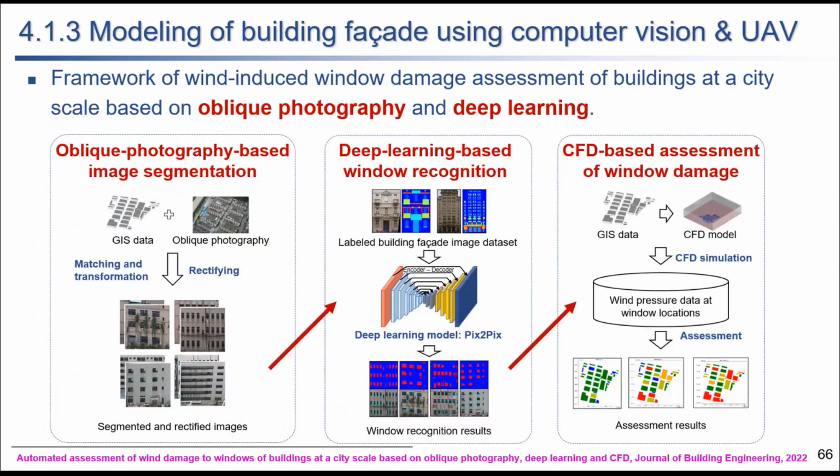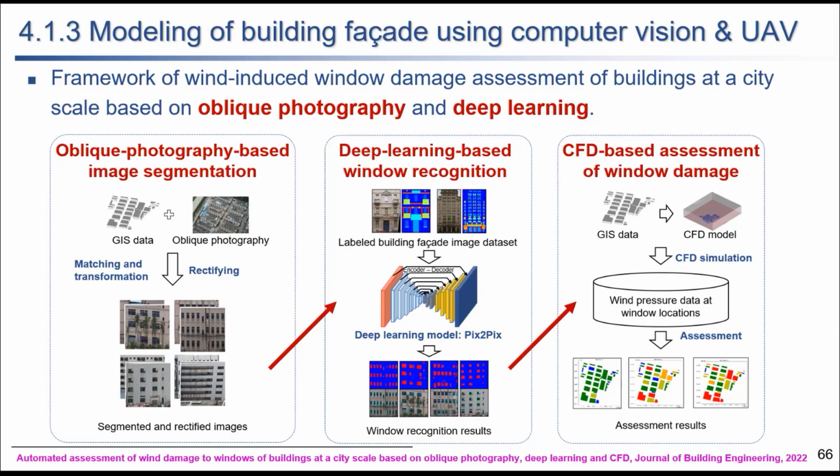And also, sometimes when working on wind, we need to know how many windows we have. If we have a drone to fly over the area, then we can use the drone to take photos of the buildings and then use AI to recognize the windows on the wall, and then we can generate the model to predict the wind-induced damage to the windows.